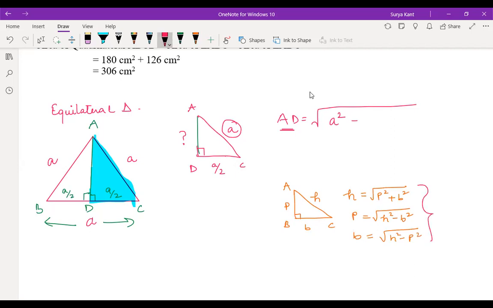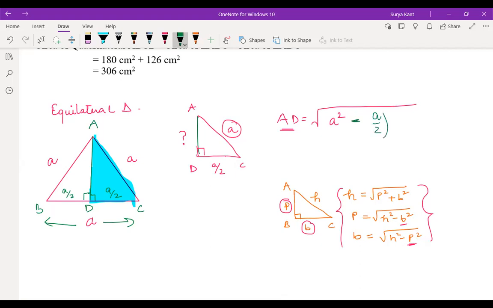If you are finding the longest side, we write root over P square plus B square. But if we are finding the smaller side, either P or B, we subtract: H square minus B square, or H square minus P square. Is it clear for both of you, Udbhav and Satvik? Yes, sir. Now you tell me what can I write for AD. Udbhav, I should write minus here, right?